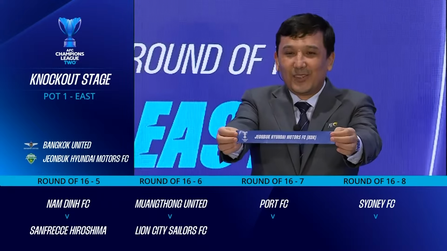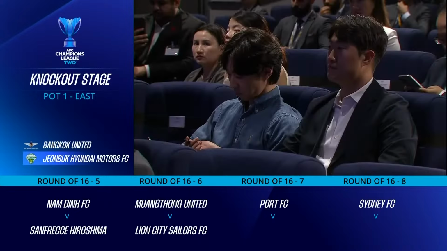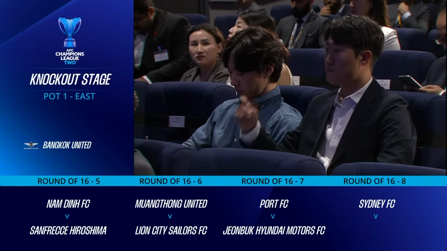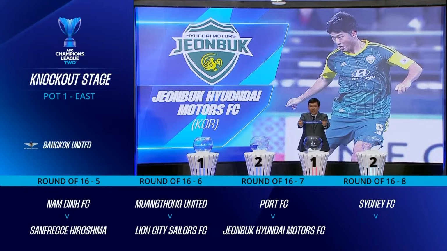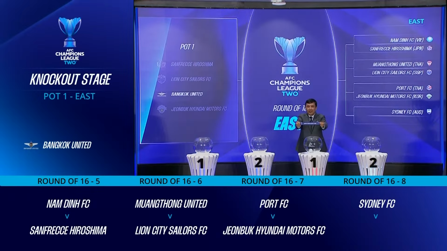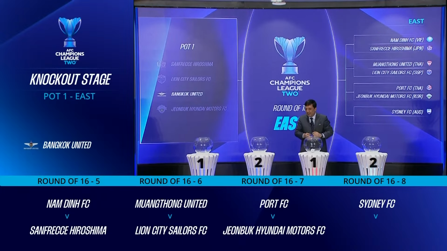Jeonbuk Hyundai Motors FC. Two-time AFC Champions League winners in 2006 and 2016. Fourth position in 2023 K-League 1. Record 9-time league champions. They have just secured their position in K-League recently, and they will play against Port FC in round of 16. They were in the same group with another Thai club, Muangthong United, but now draw allocated them to Port FC from Thailand.